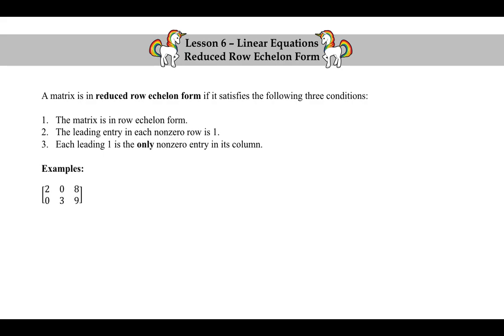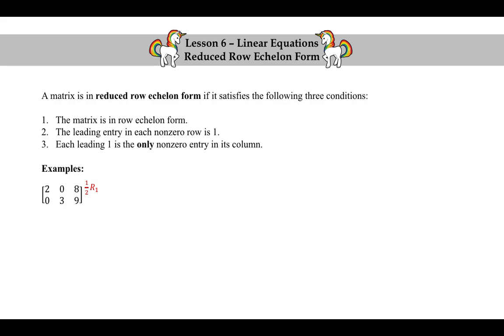Here we have a matrix that is in row echelon form, but not reduced row echelon form. The leading entries are 2 and 3, and not 1. So condition 2 is being violated. We can write an equivalent matrix, which is in reduced row echelon form, by scaling the two rows.